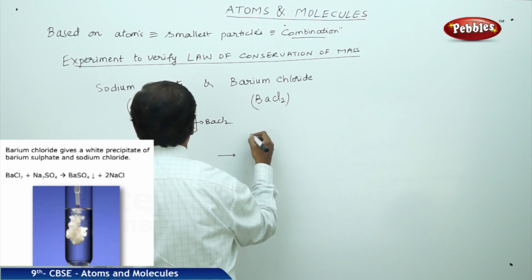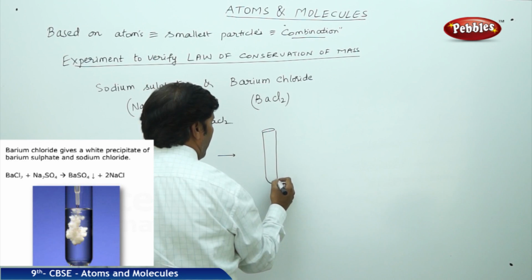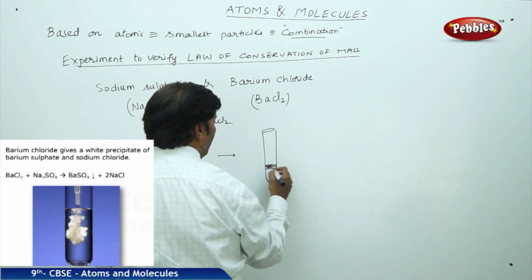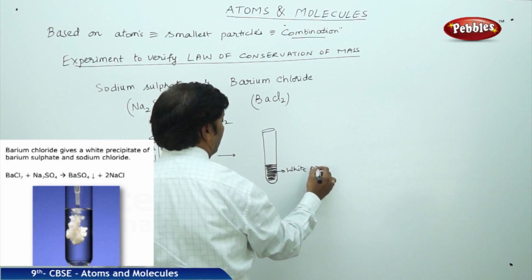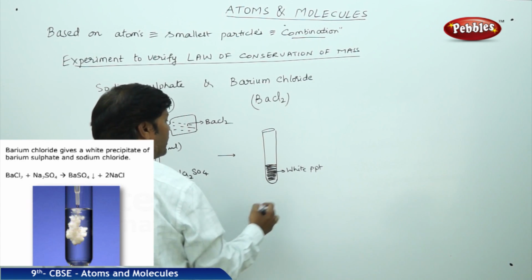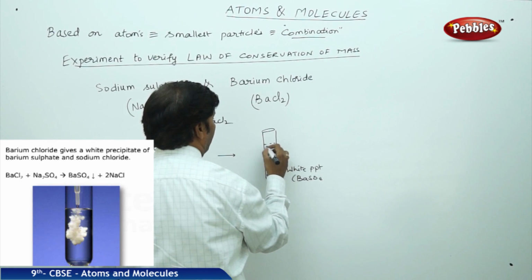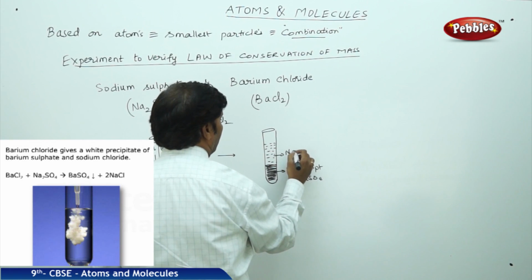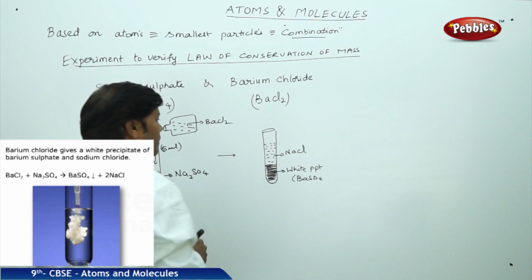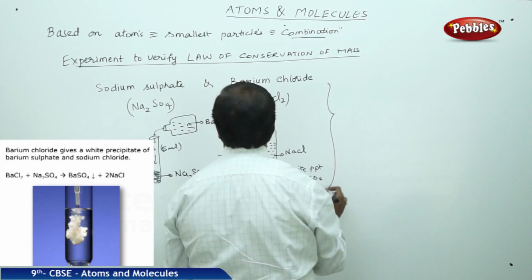So what we can do here is, the test tube more or less looks like this. It forms the white precipitate of barium sulfate, and you find a transparent layer like this. This is sodium chloride. So from this, what is the kind of reaction you can expect from this experiment?